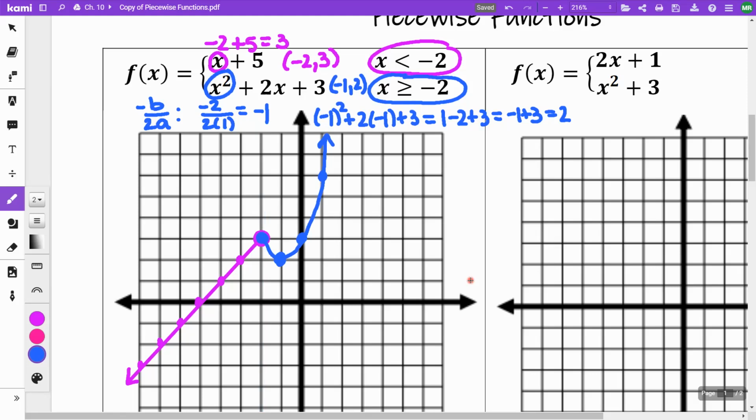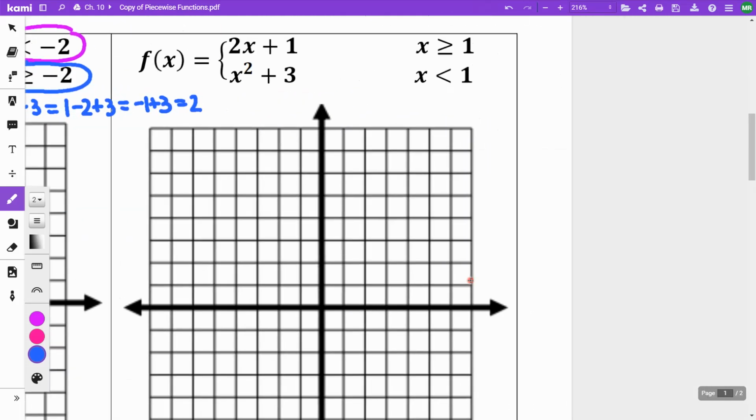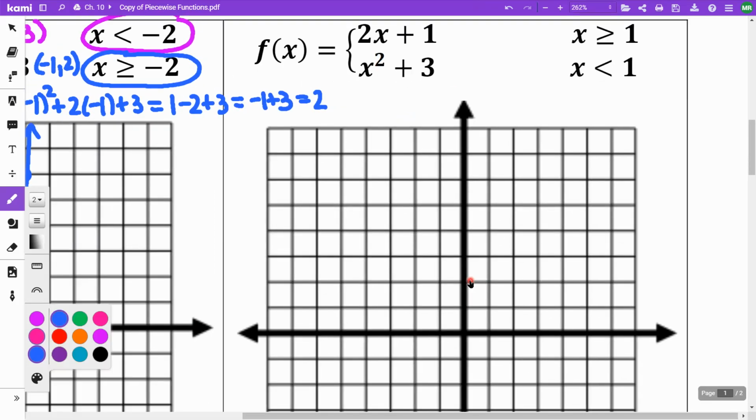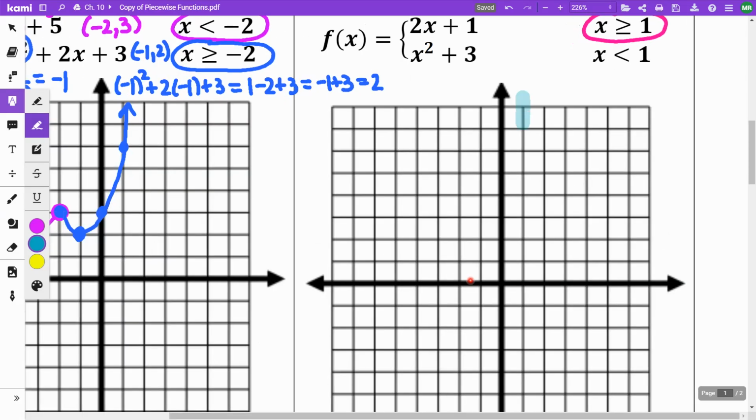On the next one, I have another line and parabola. This time I want my x's to be greater than or equal to 1. So I'm just going to draw this line in temporarily. Okay, so x is greater than or equal to 1. This is where my x's are 1. So I'm going to be looking at that kind of as my divide here.